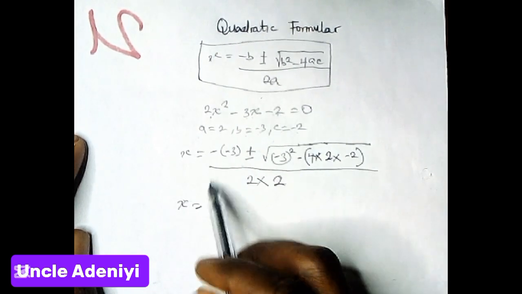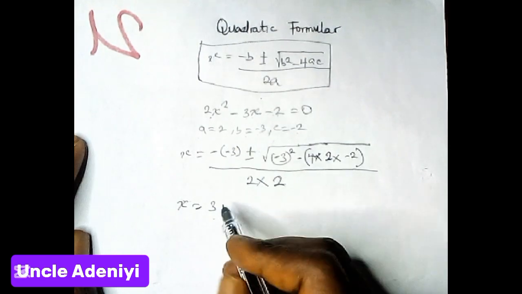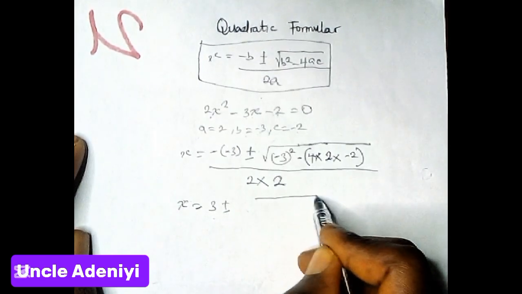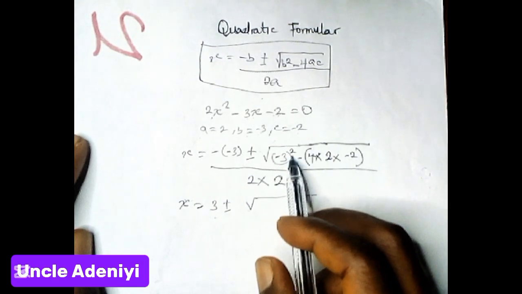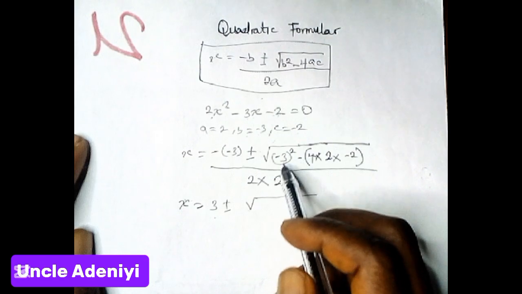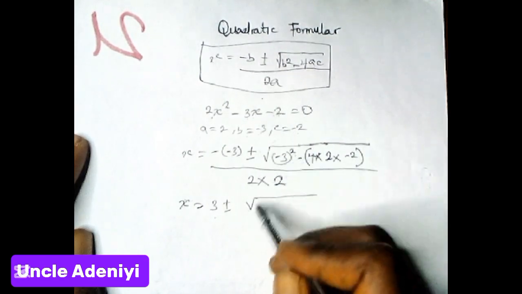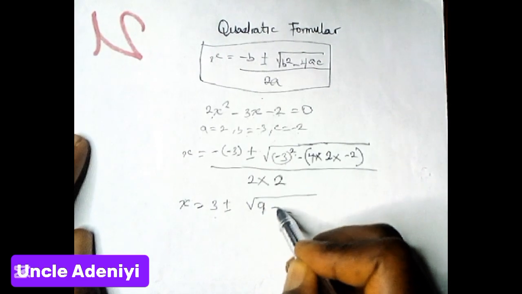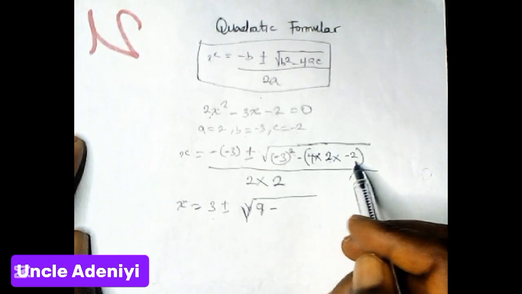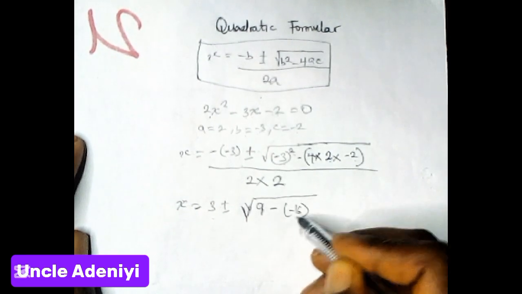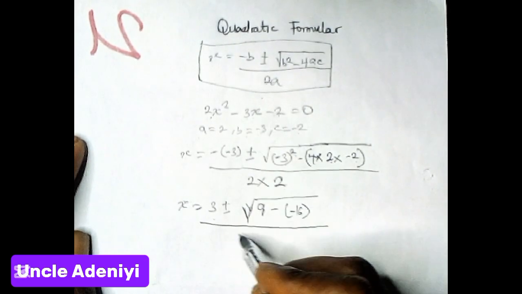So S come be minus times minus na plus. Abi? So 1 times 3 na 3. Abi? Plus or minus. Come write your square root. Minus 3 square, wetin go give you? Minus times minus na plus o, no be minus o. Na plus. So minus 3 square go give you wetin? Minus 3 times minus 3 go give you 9. Minus 4 times 2, 8. 8 times minus 2 na wetin? Na minus 16. Abi? So over wetin? 2 times 2, 4.